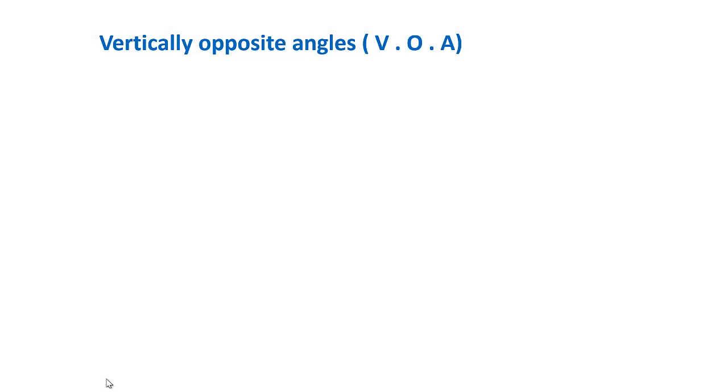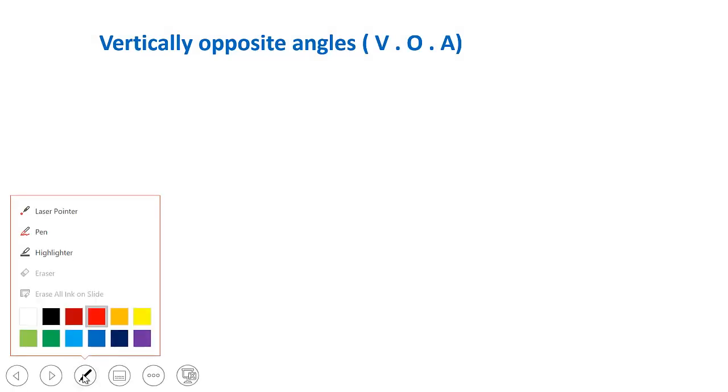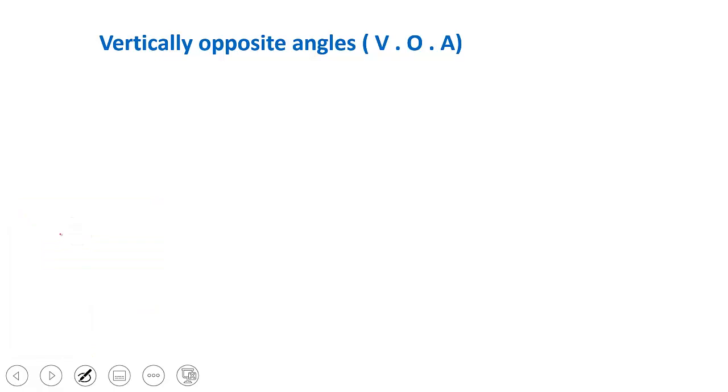The first relation that we are going to study today is vertically opposite angles. And the abbreviation for vertically opposite angles is VOA. We use VOA when we are solving examples, but please, in the complete answer, don't write VOA. You should write vertically opposite angles. Let's go now and see what are vertically opposite angles.